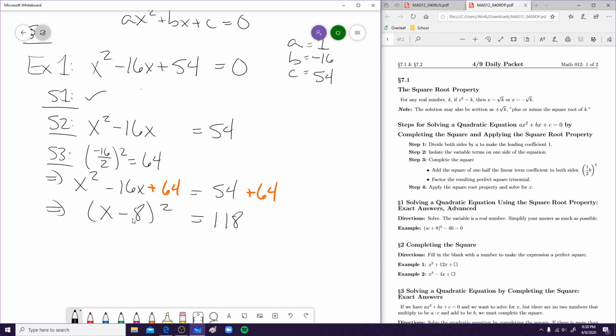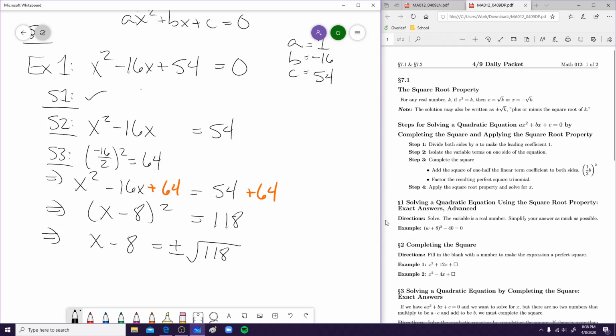Now that we've completed the square, we're going to use the square root property. What does the square root property state? If we have x squared, or like a box squared, equal to a number, then we can take whatever's inside the squared, which is x minus 8, and that is equal to plus or minus the square root of 118.